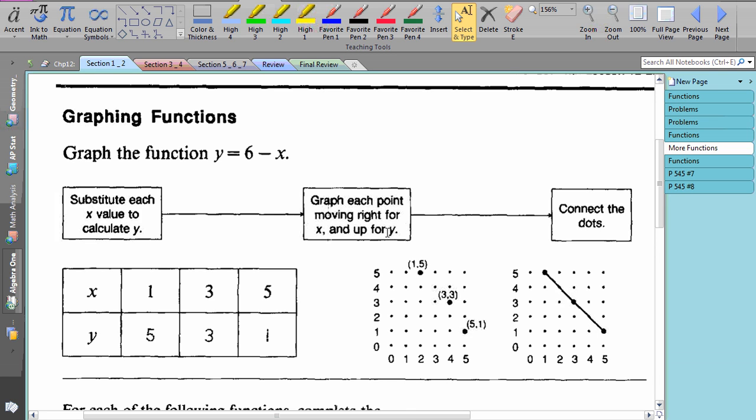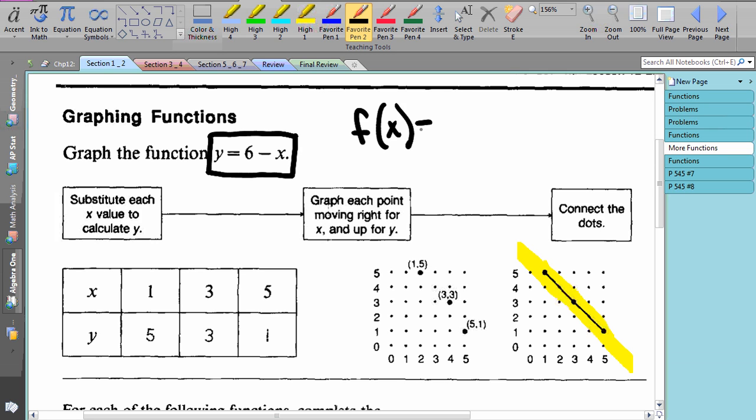So the first several examples, we're going to review graphing linear functions here. It doesn't say the word linear, but all of them are going to have some sort of straight line to it. And we've referred to that as a linear function. So once again, here is our function, but notice it doesn't have that function notation, such as f of x equals 6 minus x. Notice it has a y instead of the f of x.